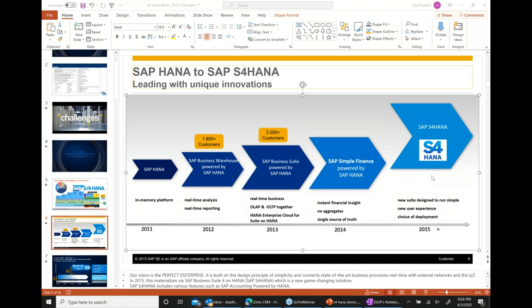SAP's glory was that you can use my ERP on any database. You use Oracle, you use Sybase, you use DB2, you can use this, you can use that. Whatever database you want to use, go ahead and use it. I'm an enterprise application company. I don't care what kind of database you use. That was the glory of SAP. I'm independent of database and independent of the operating system. You can use Unix, you can use Windows, whatever.